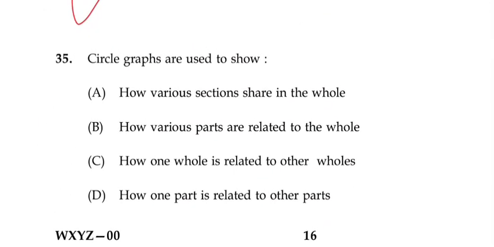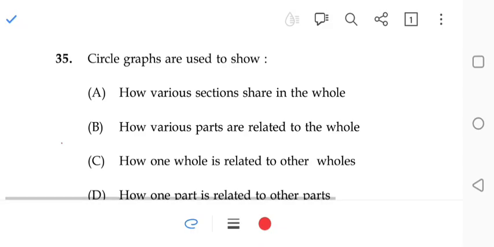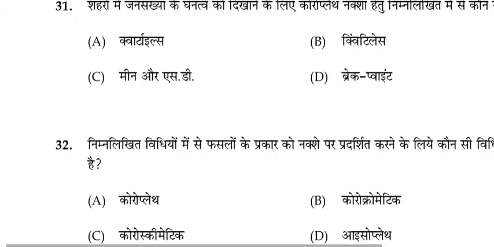35 says, circle graphs are used to show what? How various sections share in the whole, how various parts are related to the whole, how one whole is related to the other wholes, how one part is related to the other parts. 35. Correct answer will be B, how various parts are related to the whole.